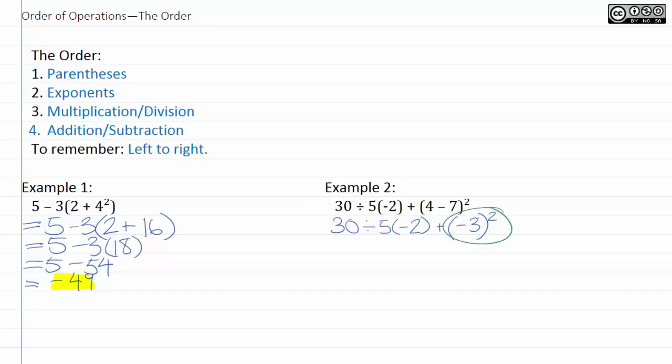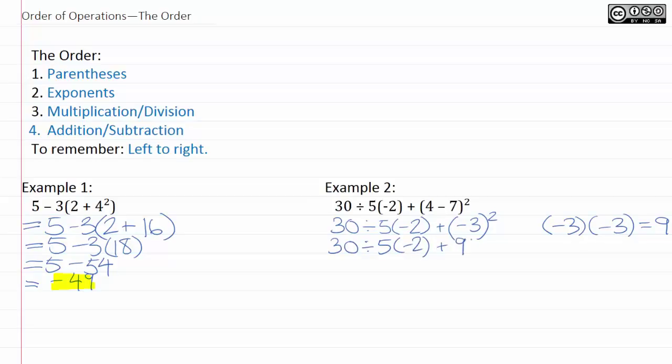Here we have a negative 3 squared. Now, it can be a little tricky to do exponents when you have something in parentheses. Just remember that what this does is it gives you negative 3 times negative 3. The 2 up there duplicates the entire parenthetical. So in this case, we have negative 3 times negative 3, which is positive 9. So we'll write this whole thing down again. 30 divided by 5 times negative 2 plus 9.